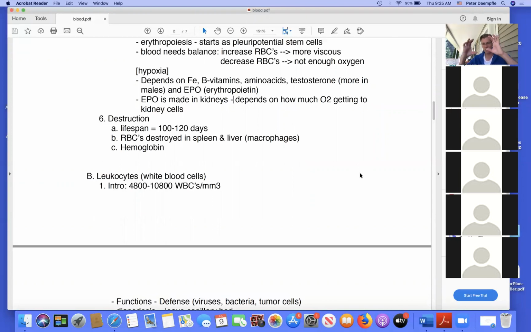And that is why they're just these empty cells carrying a ton of hemoglobin and oxygen. But if you don't have a nucleus and you don't have anything, you aren't going to last long. So they only last 120 days, right? So you guys did a good job with that.